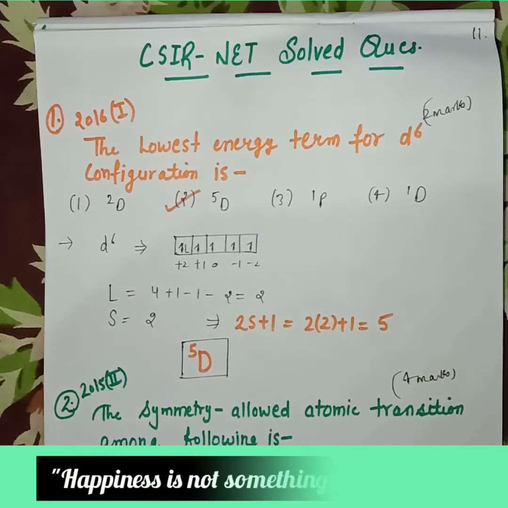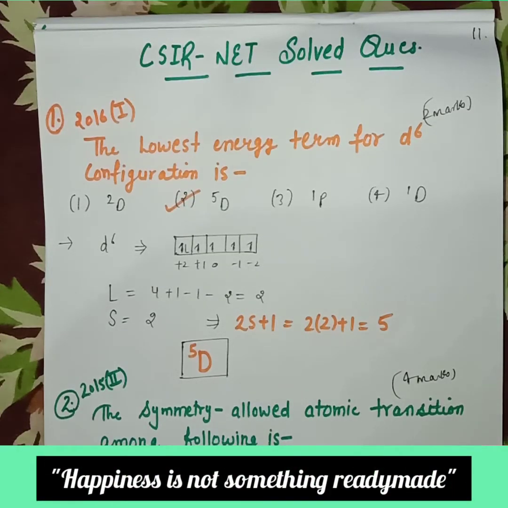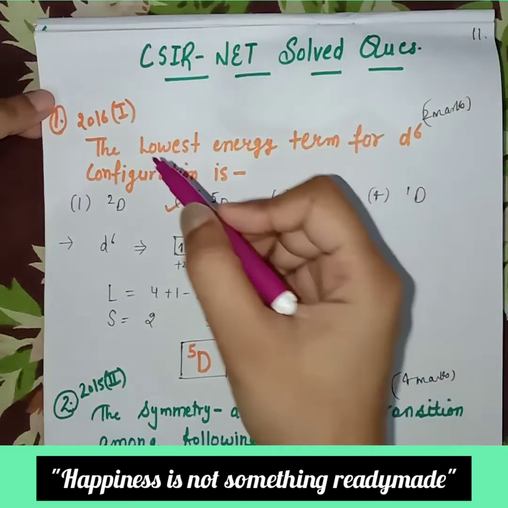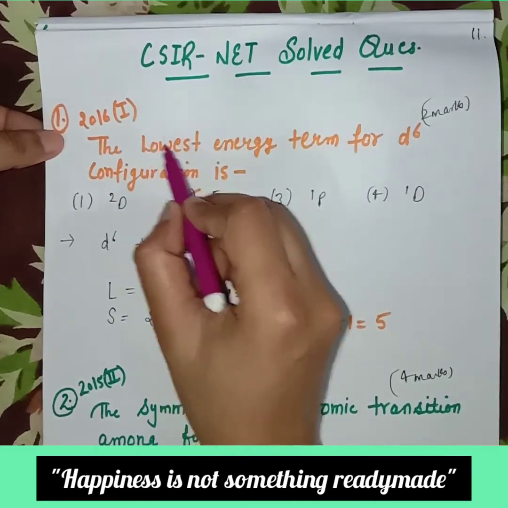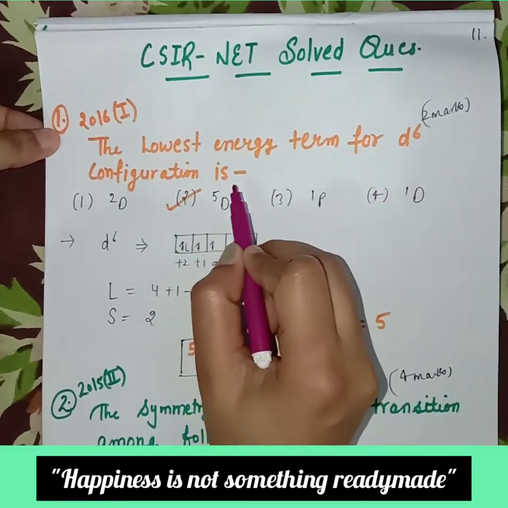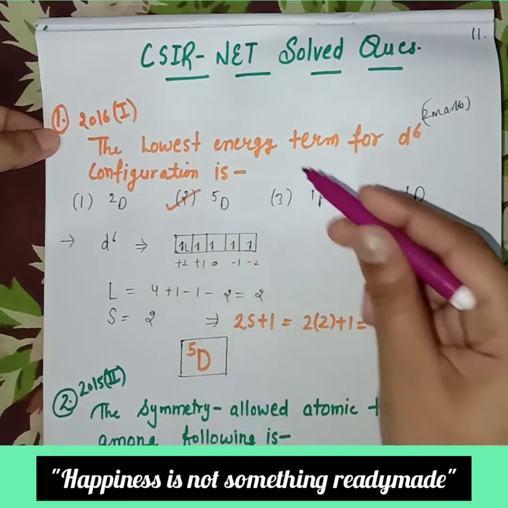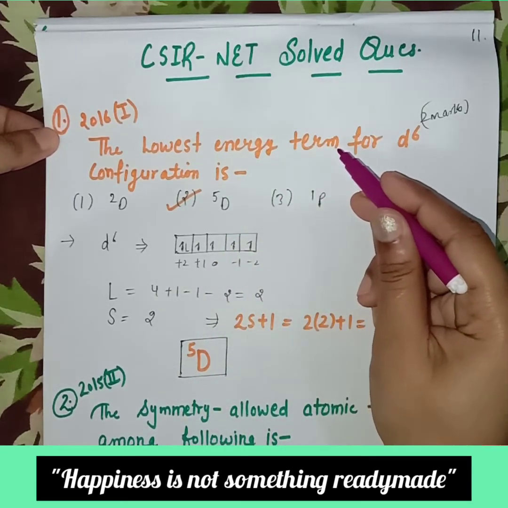Hello friends, in our previous video we had discussed microstates and term symbols in detail, and now let's do some previous year CSIR NET solved questions. So our first question is from June 2016 examination. The lowest energy term for d6 configuration is, lowest energy term means higher stable term.